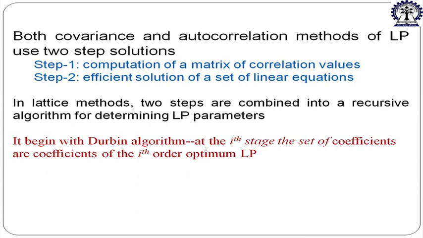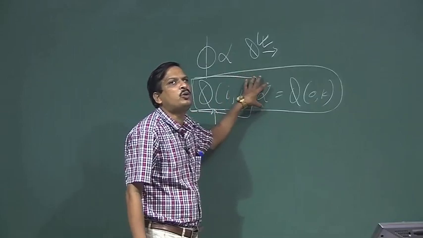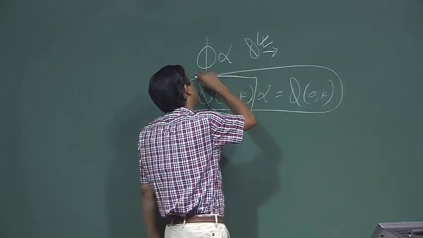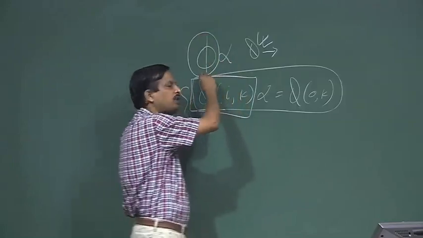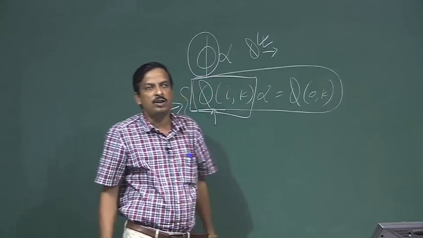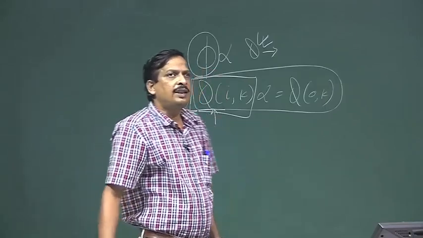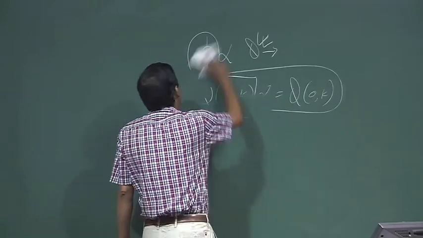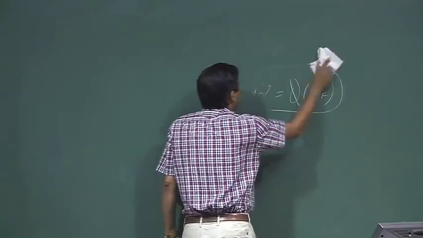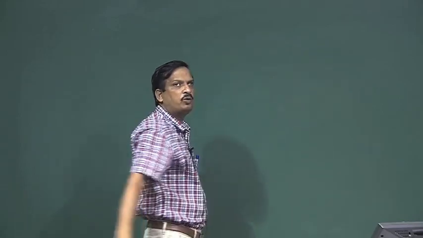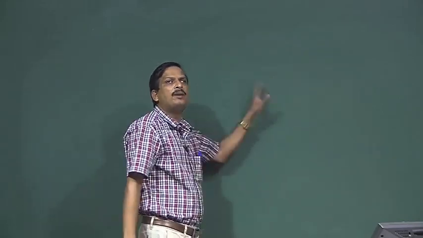Now, this lattice method says: can I combine these two steps? I do not want to compute correlation and solve the linear equation in two separate steps. Can I combine them? Yes, it is possible in the lattice formulation, combining those two steps into a simple step.